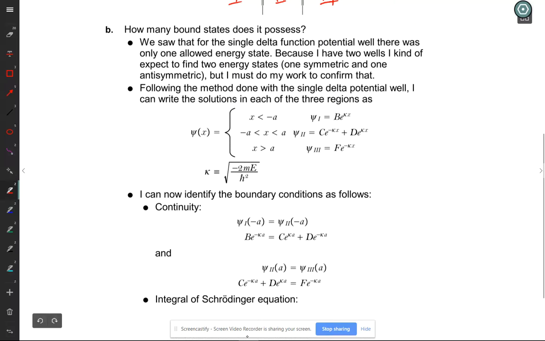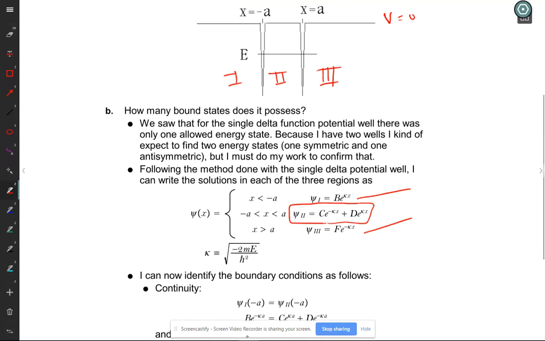Using the same methods as we did with the single delta problem, this here and this here are what we found for the single delta well, the left side and the right side. And then we have the region in the middle, and this one I left in exponential form and didn't put sine and cosine. Those are exponentials because it's once again at 0 here. It's not in a box, and so we don't have any i's in this case.